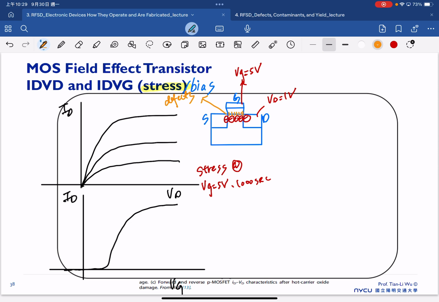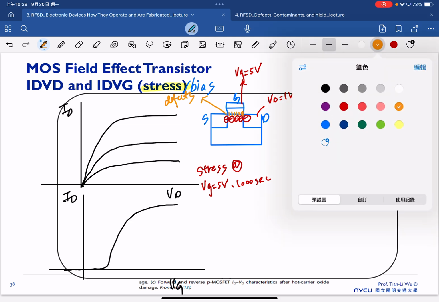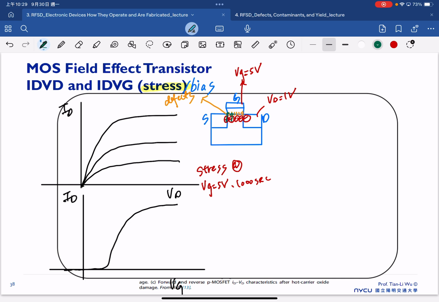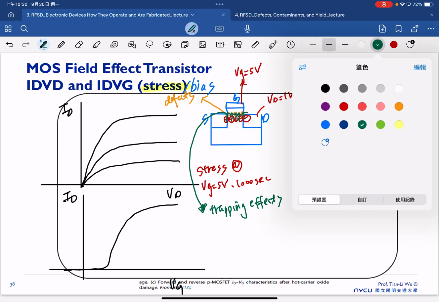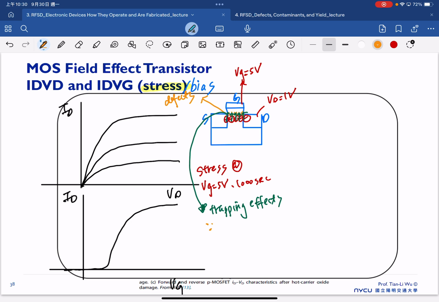And this defect will cause the issue that the electrons can start to be injected and stay inside this defect region. And once these electrons are located in this defect region, that will become the issue of the trapping effect. And since we consider the inversion charge in the channel is a negative electron, this trapping effect, which is the negative electrons located in the defect region, is mainly due to the negative charges, right?